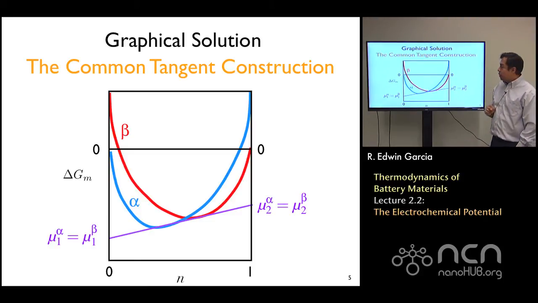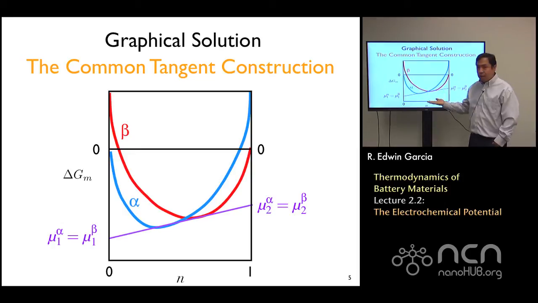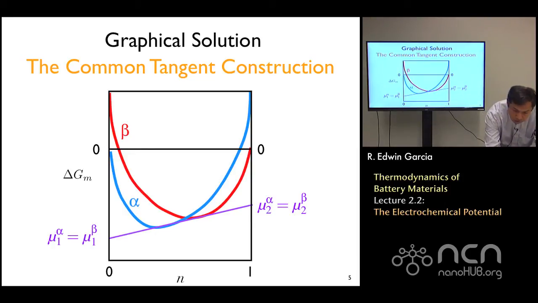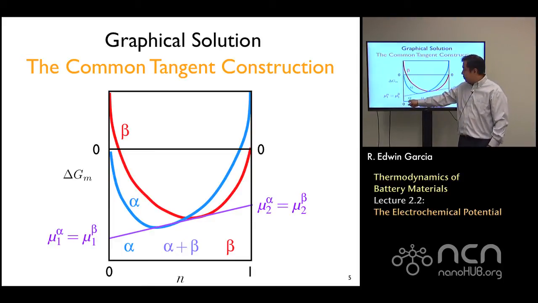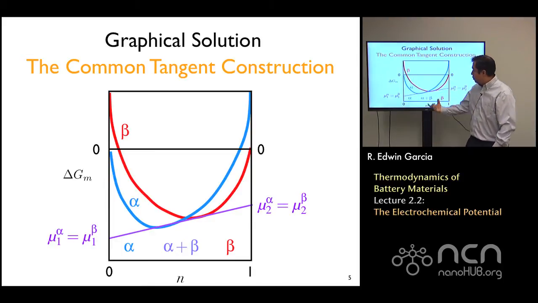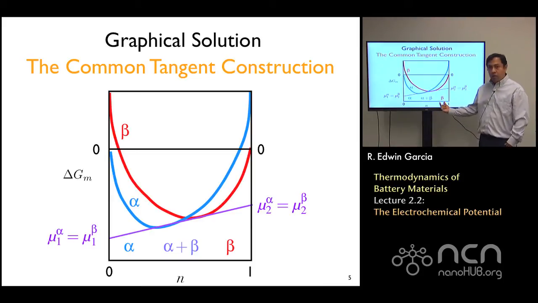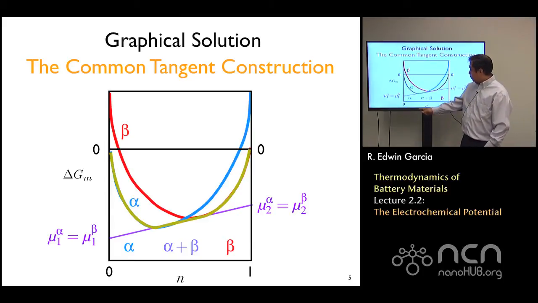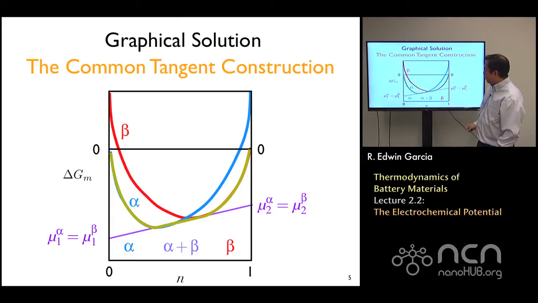Okay, and now that specifying that equilibrium really specifies three regimes of behavior, as I was just saying. One where alpha is the one that dominates, a region in between where alpha and beta coexist, and another one where beta is the only one that is stable in the system. And the overall free energy of the entire system really corresponds to the envelope of the entire curve.